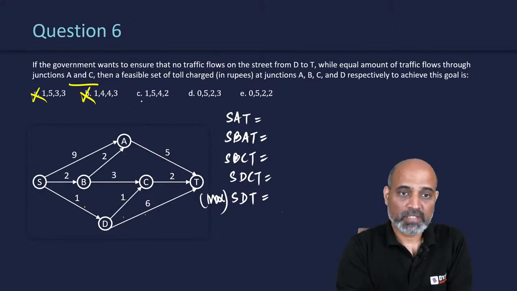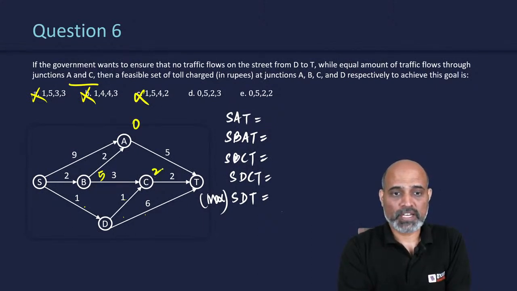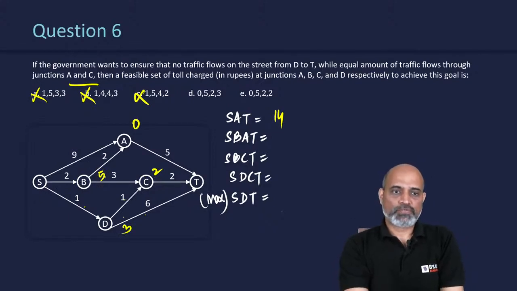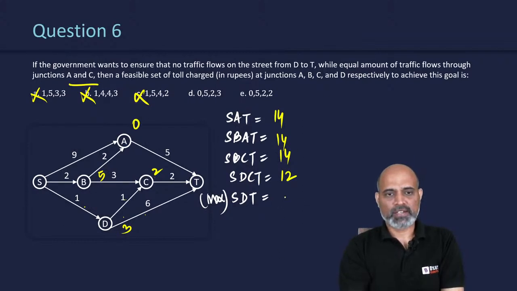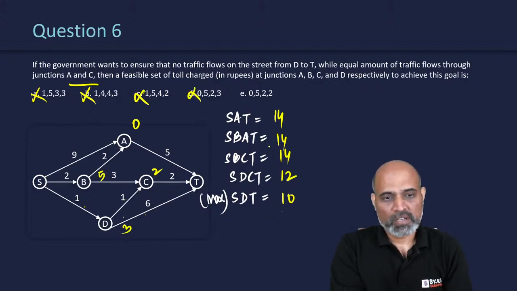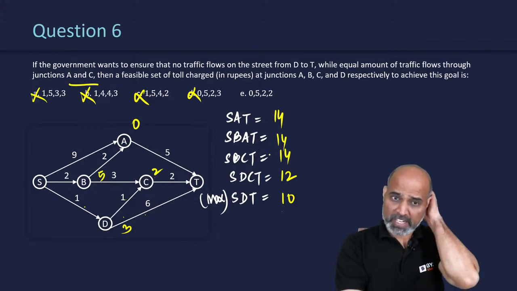So ये तो नहीं हुआ. 0523, 0523. This is going to be 14, SB80. 5, 10, 14, SBCT. 14. This one is 12. And this one is going to be 10. People will still take up SDCT, right?